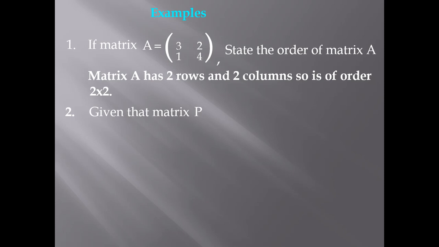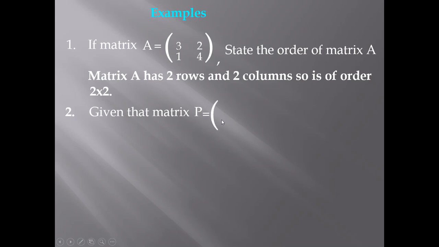And how many columns? This is first column, second column. So the matrix has 2 rows and 2 columns. Therefore, the order of matrix A is 2 by 2. Why? It has 2 rows, first row, second row, and 2 columns, first column, second column. So we call it a 2 by 2 matrix.